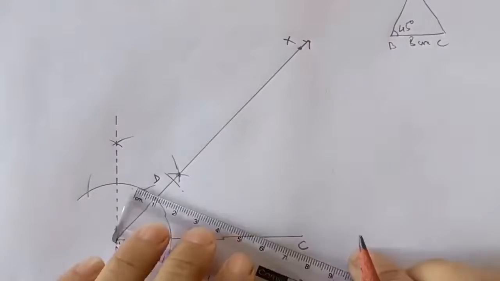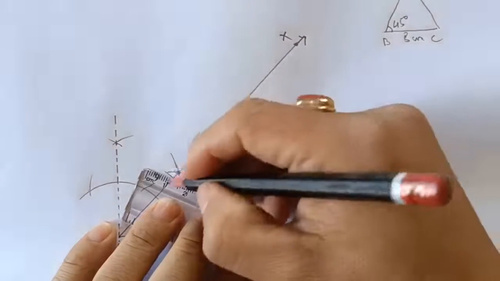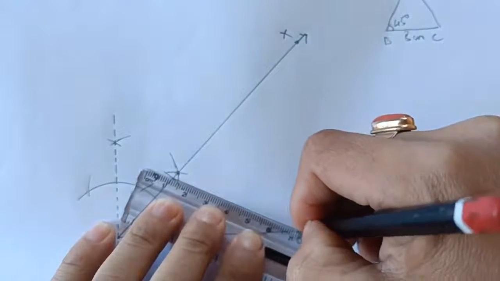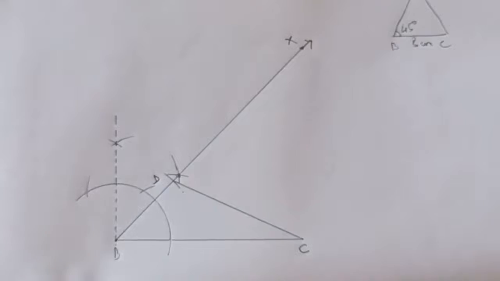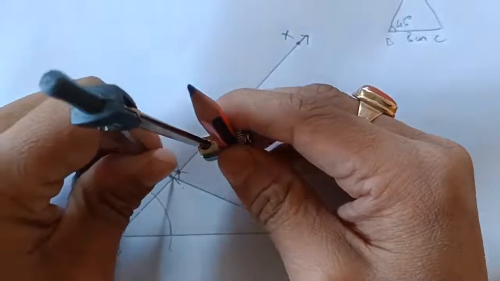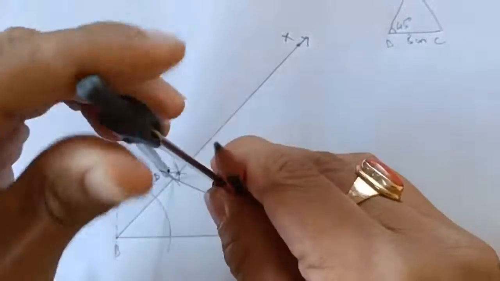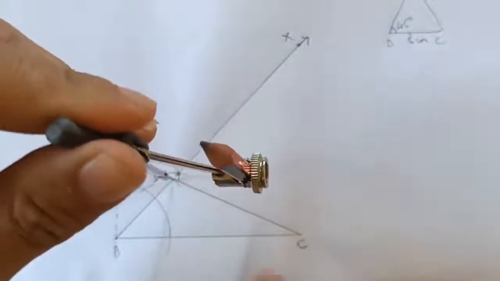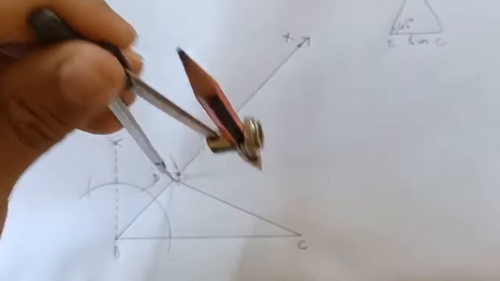Now join DC. Next, we are going to draw the perpendicular bisector of the line DC. So for that, we're going to take a suitable radius which is more than half the length of the side DC.